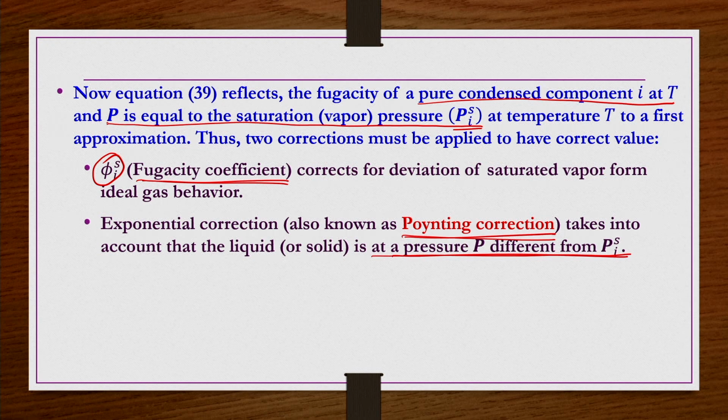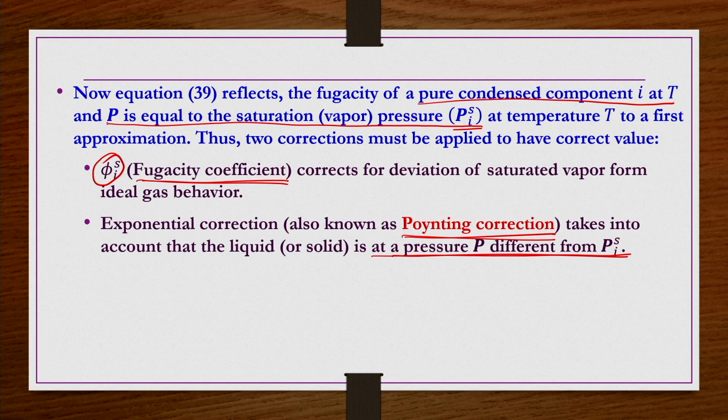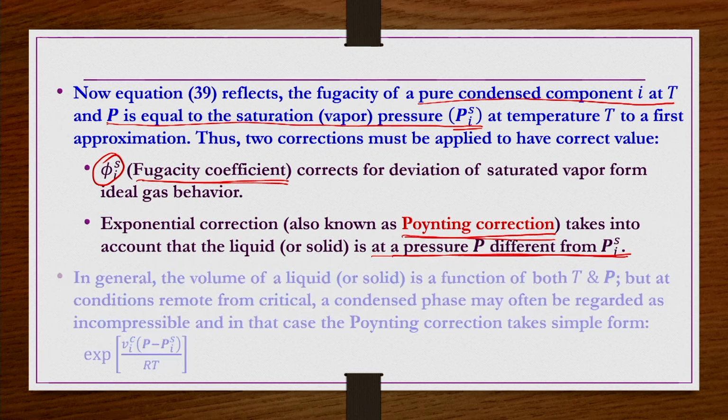That is the integral of V_i^C by RT dP, whatever is there, that is our exponential of the integral of V_i^C by RT dP, whatever is there, that is known as the Poynting correction. But what is V_i^C? It is obviously a function of pressure in general, but if the range of pressure is far away from the critical conditions, then we can say that V_i^C is incompressible, or the condensed phase is incompressible. So we can say V_i^C is independent of the pressure, and then we can write this exponential simply as exponential of V_i^C ΔP by RT, and ΔP is nothing but P minus P_i^S, like this.